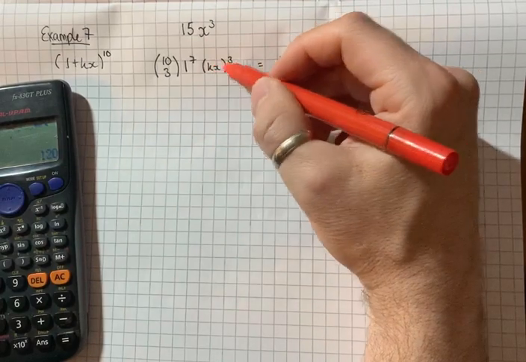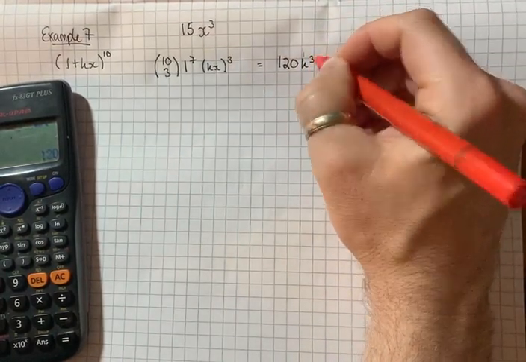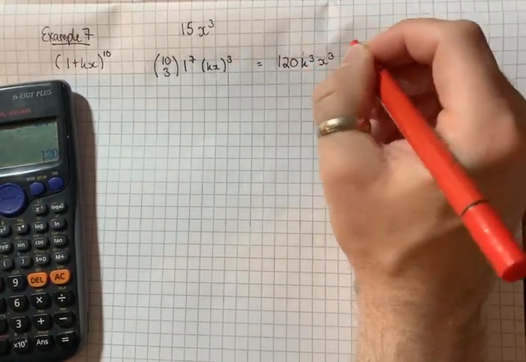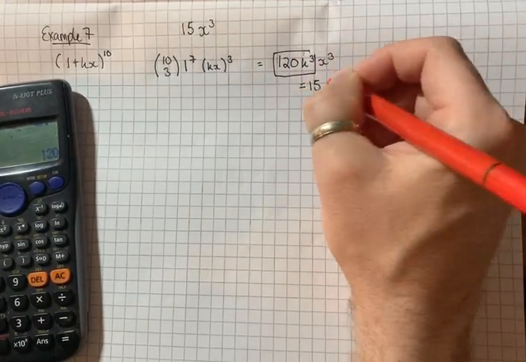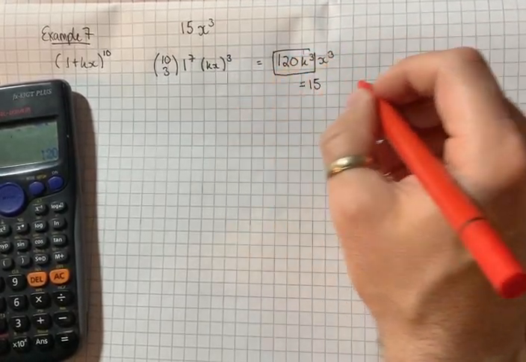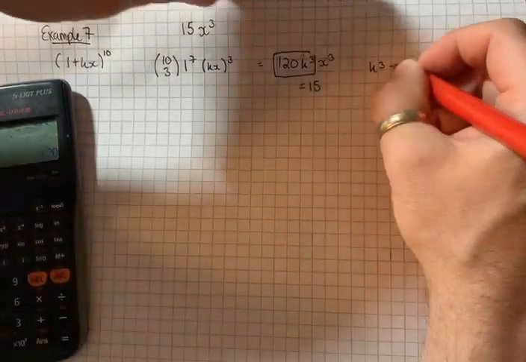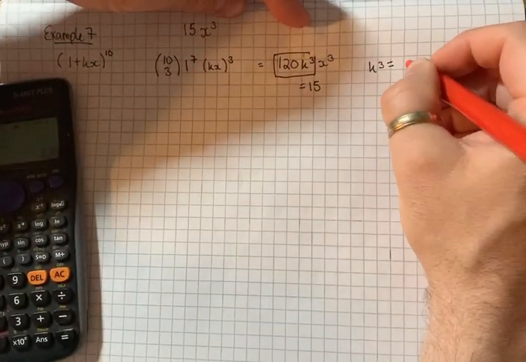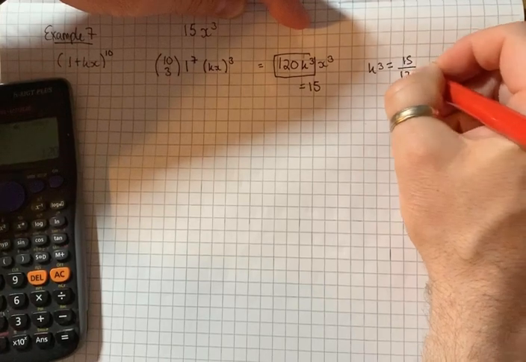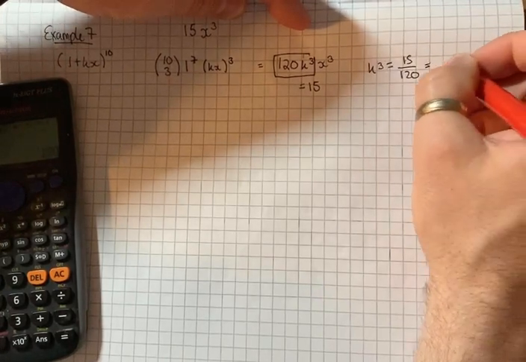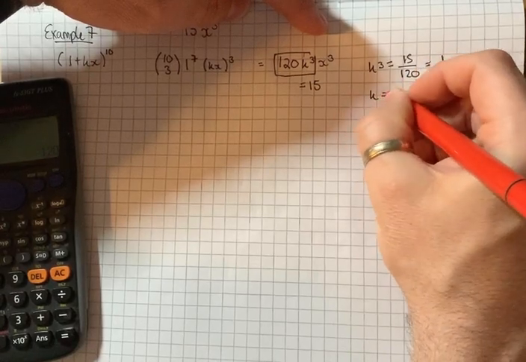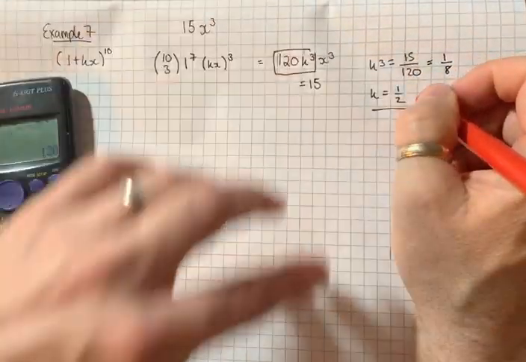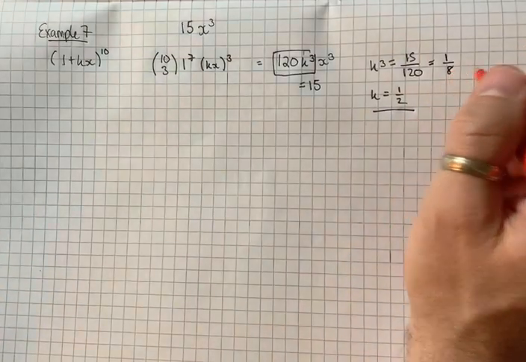Now, a common error here is to put kx cubed, but it's not, it's k cubed x cubed. So that's the coefficient, which is equal to 15. So we get k cubed equals 15 over 120, which is 1/8, I think. So then cube root that, k equals half. That's quite an easy one.